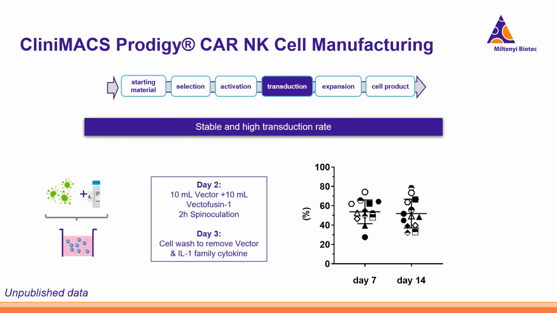Following the activation of the natural killer cells in the presence of the mentioned cytokines, we perform the transduction on day 2 in the presence of Vectofusin and also including the spinoculation step. The transduction rate is high and also stable, as you can see here on day 7 and on day 14. The average here is about 50%, and each dot here represents a single leukapheresis, so each one is a different donor.